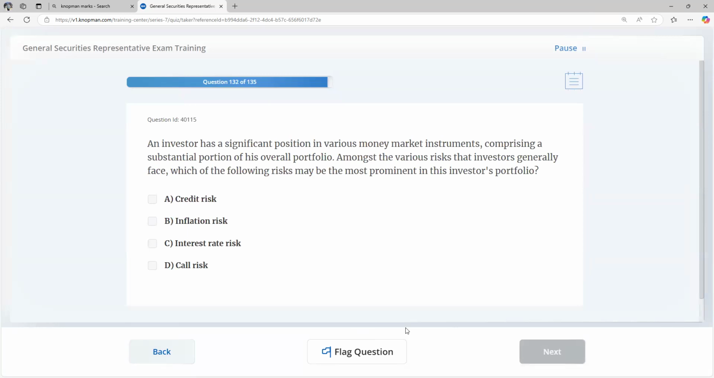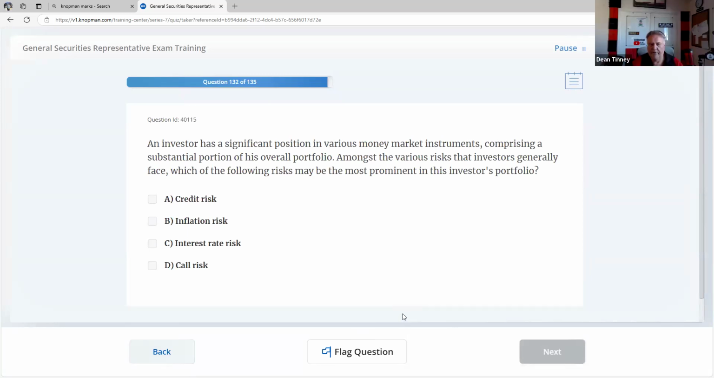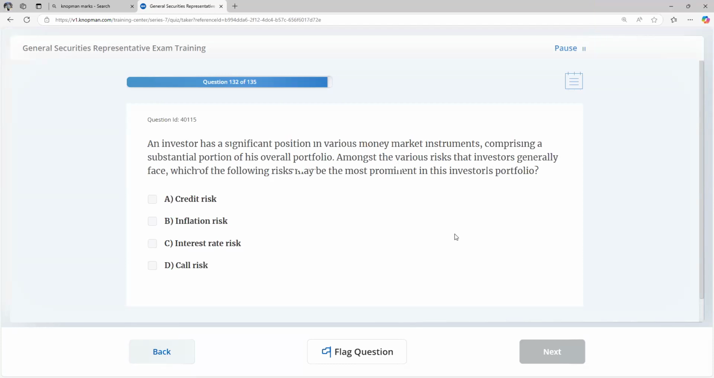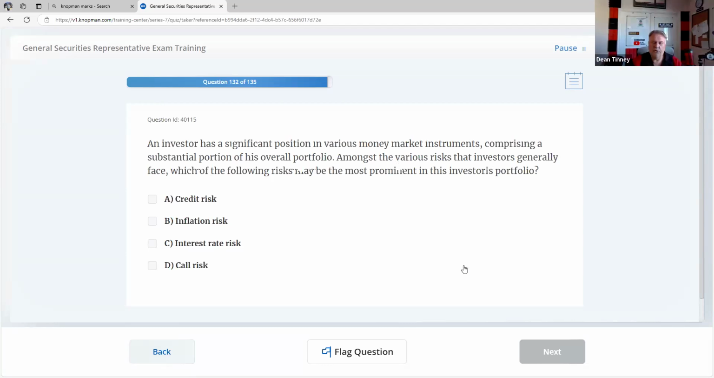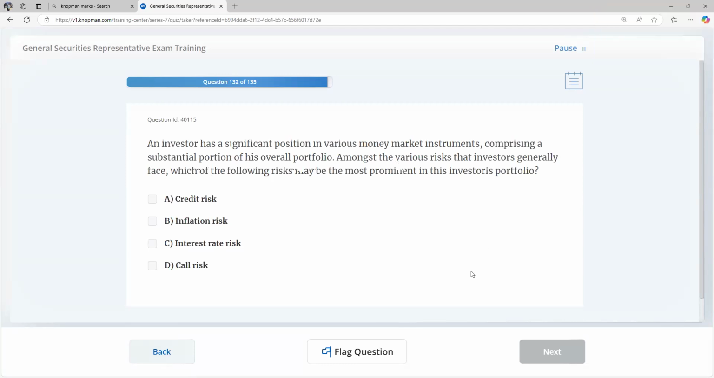An investor has a significant position in various money market instruments, comprising a substantial portion of his overall portfolio. Amongst the various risks that investors generally face, which of the following risks is most prominent in this investor's portfolio? Honestly, the interest rate risk. If it's short term, whatever interest rates are doing, that's what you're going to be doing. If interest rates go up and you got commercial paper, bankers' acceptances, treasury bills, you're just going to reinvest at that higher rate.